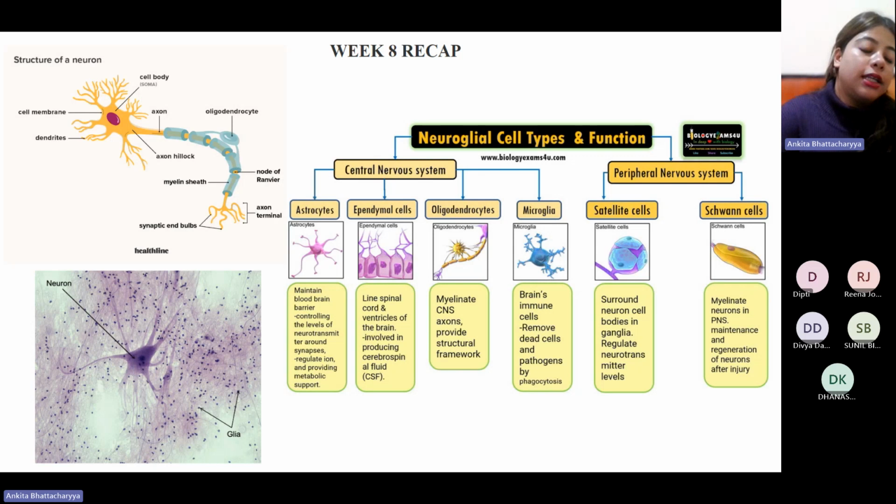So we see that the length of the axon is coated by this blue colored sheath, which is known as the myelin sheath, which is also in very close association with another cell type known as oligodendrocyte. We'll come to that as well. This is the basic structure of a neuron, which transmits information from one region to another.